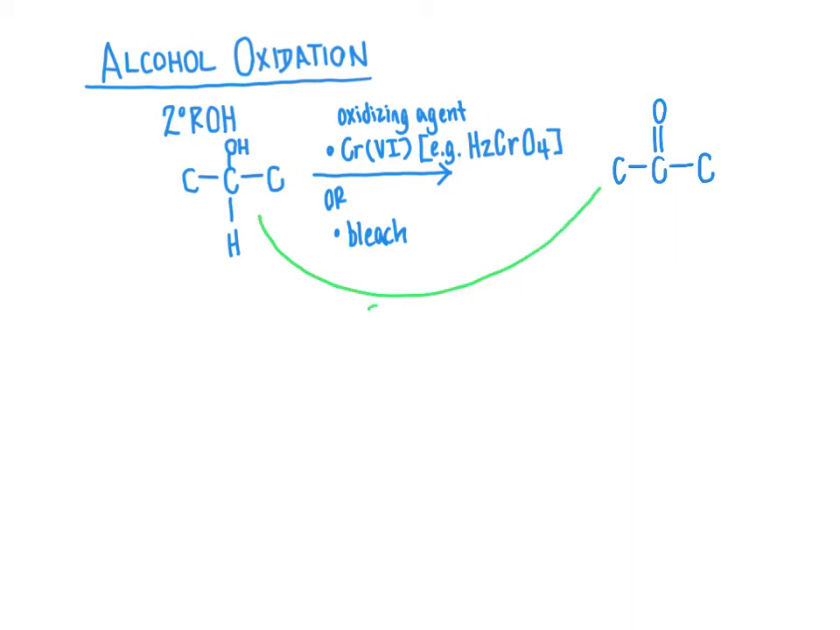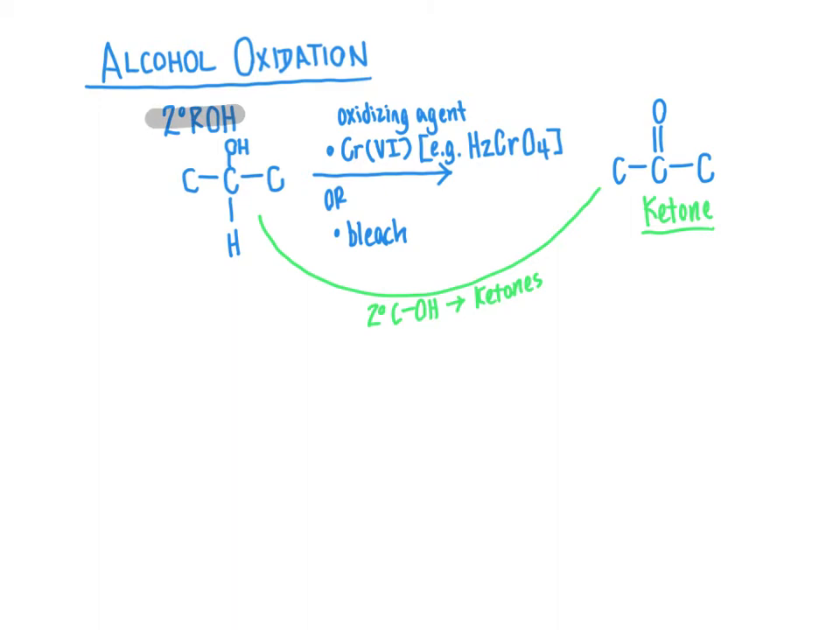secondary alcohols are going to be converted into ketones by oxidation. So this product here will always be a ketone if you start with a secondary alcohol, because you're converting this hydroxy group into a carbonyl group. That carbonyl carbon is flanked by two other carbons, meaning this is ultimately a ketone functional group if you start with a secondary alcohol here.